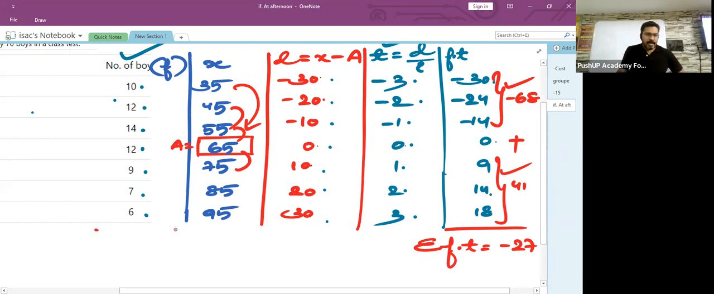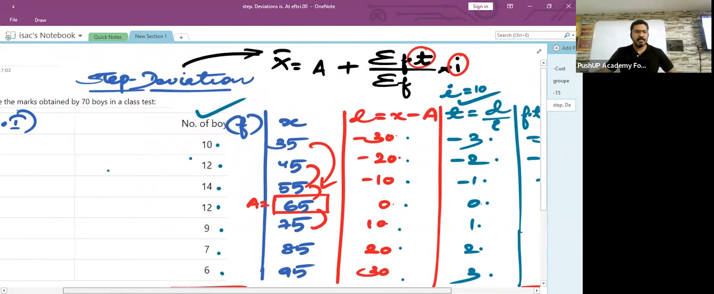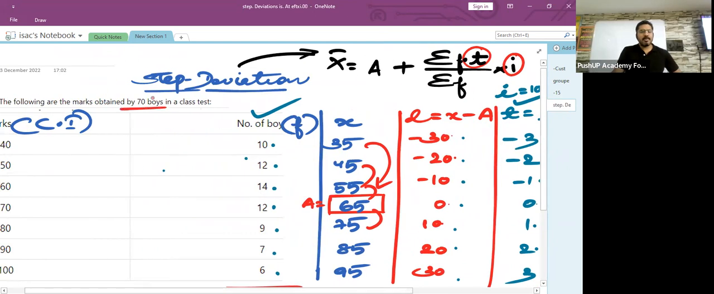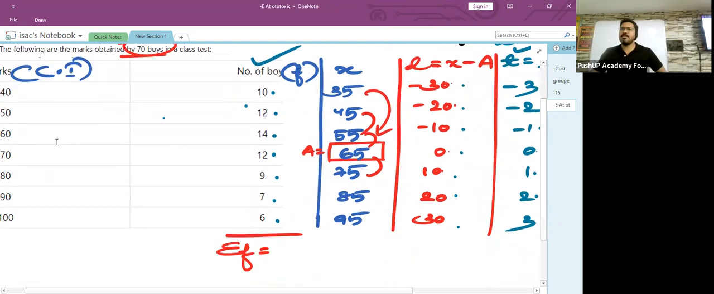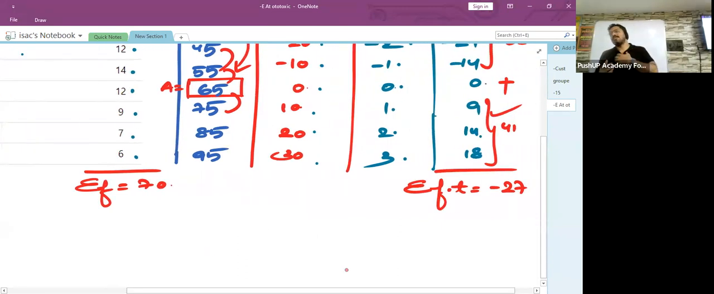But we haven't found how much sigma F is. I think it was already given to us in the question, because they had mentioned the following are the marks obtained by 70 boys. So how many boys are there in this whole experiment? 70 boys. That means sigma F is equal to 70. I think we have got all the values to substitute into the formula, right?